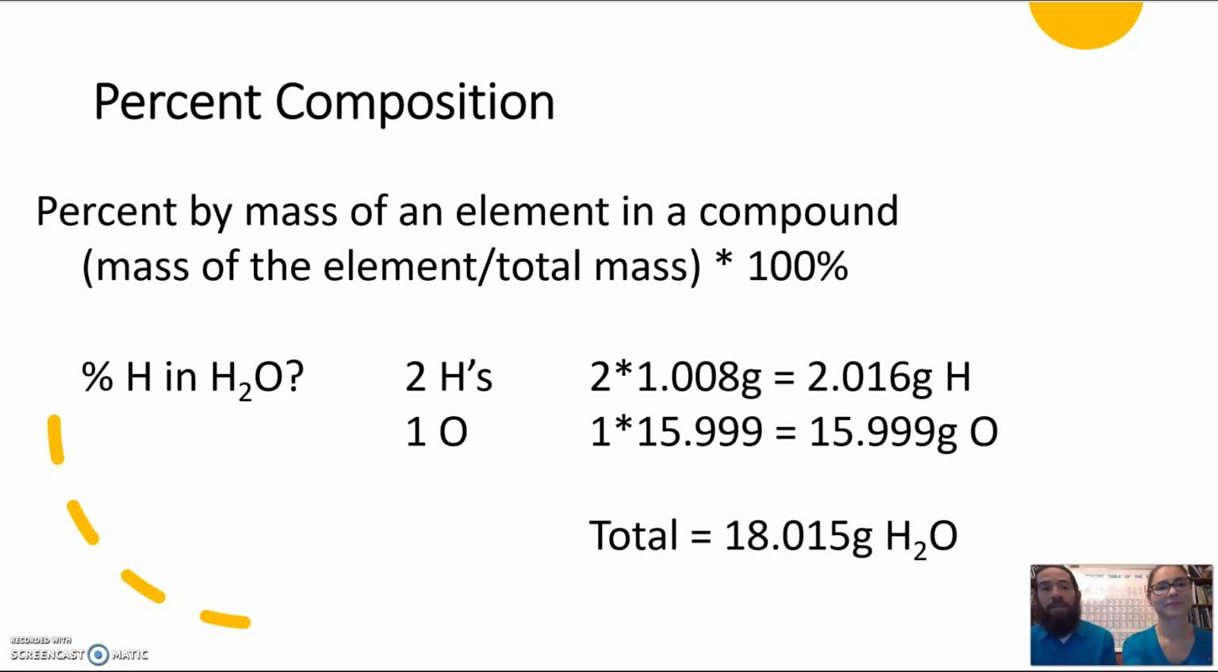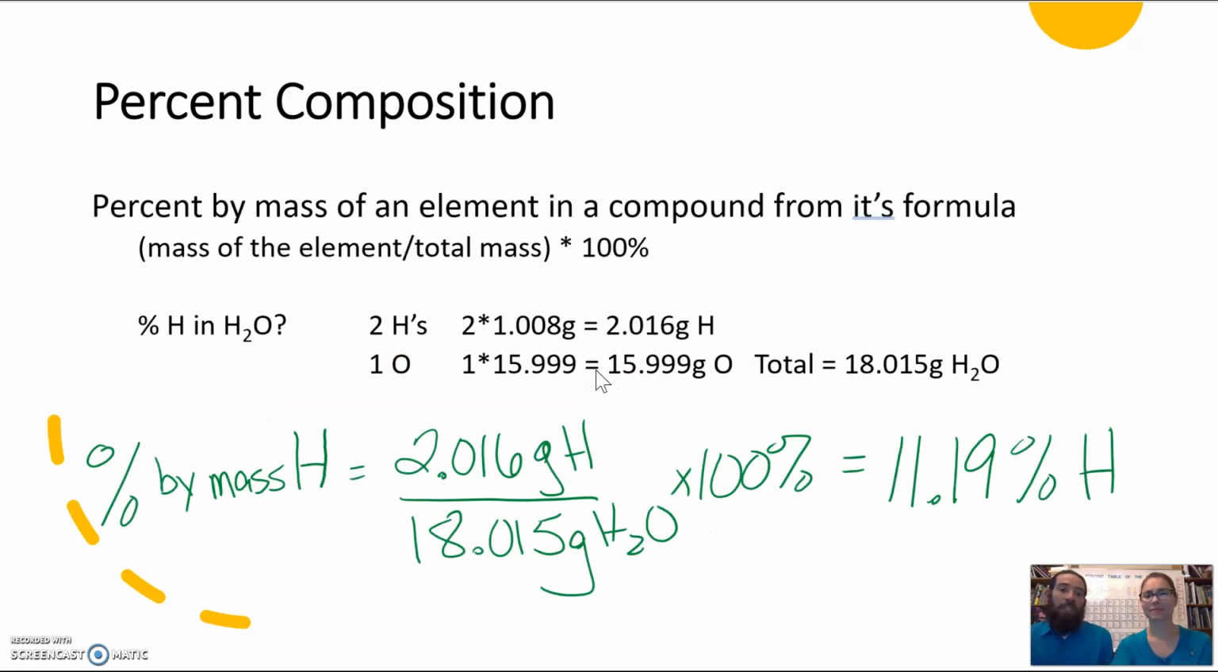So in this compound, we have two hydrogens, so we're going to have to take that into account. We have one hydrogen that weighs 1.008. We multiply that by 2 to get the total mass of hydrogen in this compound, which is 2.016. Then we add the mass of the oxygen to get the total mass, which is 18.015 grams. So now I've got the mass of the hydrogen, divided by the total mass, 18.015, times 100, and that ends up being 11.19% hydrogen.